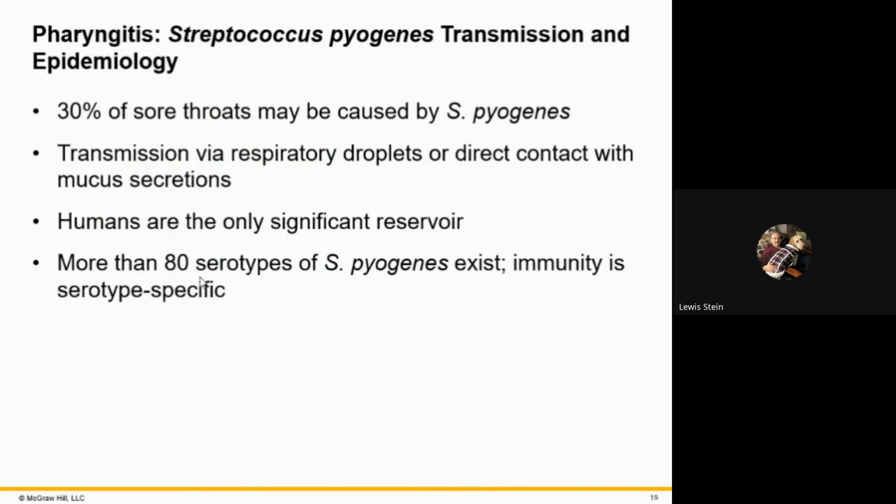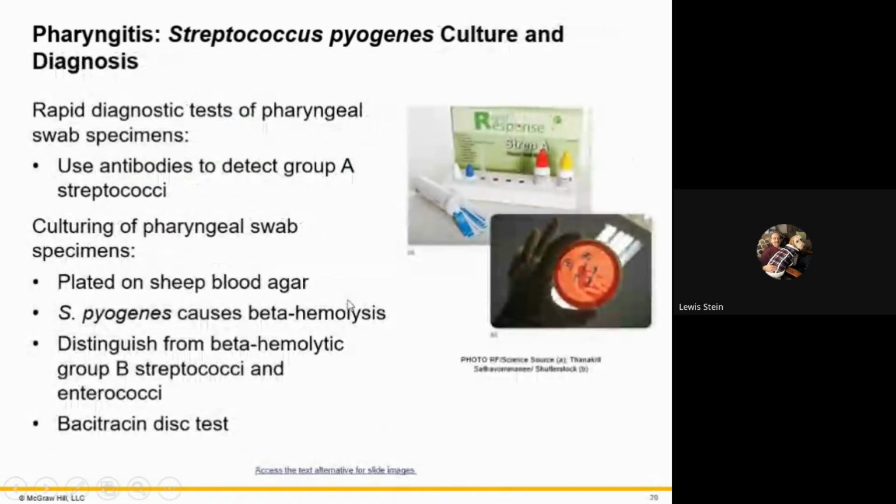It's the same thing with the common cold. If you want to think of it from a virus, there's 100 or 200 different kinds of common cold viruses. So it's very unlikely that they're going to have immunity. Here, 80 different types. Okay, this is where they talked about that group A, that carbohydrate.